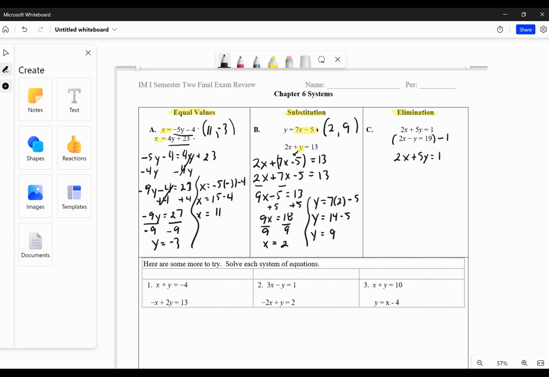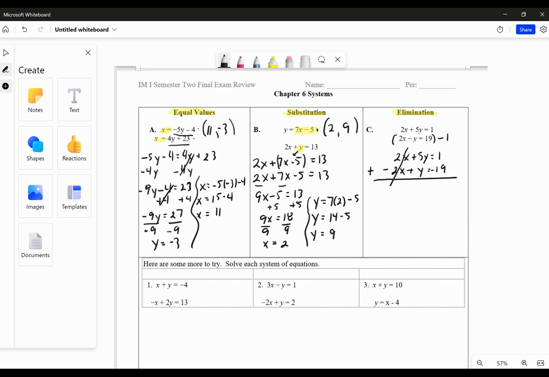But the bottom one, -1 times 2 is -2x. -1 times -y is +y. And then -1 times 19 is -19. So all I did was distribute that -1 into my parentheses. Now, when I use my elimination method, I add down, and this goes to 0.